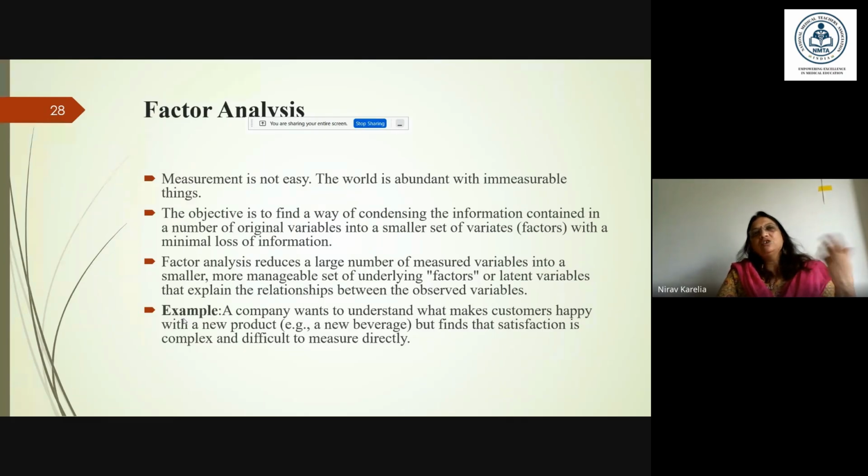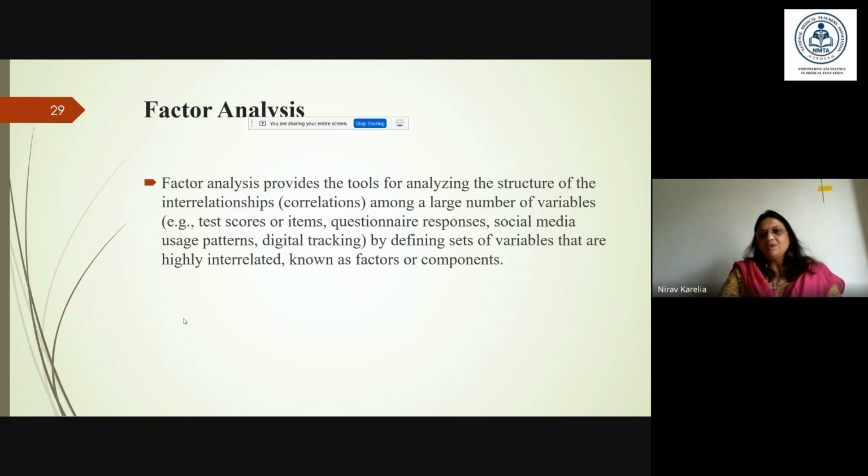So you ask different types of questions. You can presume that this question relates to satisfaction. So the patient takes anything, I accept or reject, or I am convinced or not. For such qualitative research, the factor analysis is very important. The structure of the correlation among the large number of variables is the main important thing.